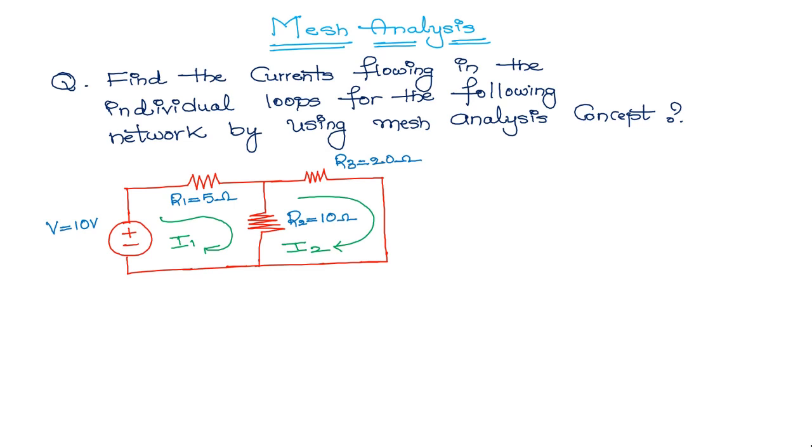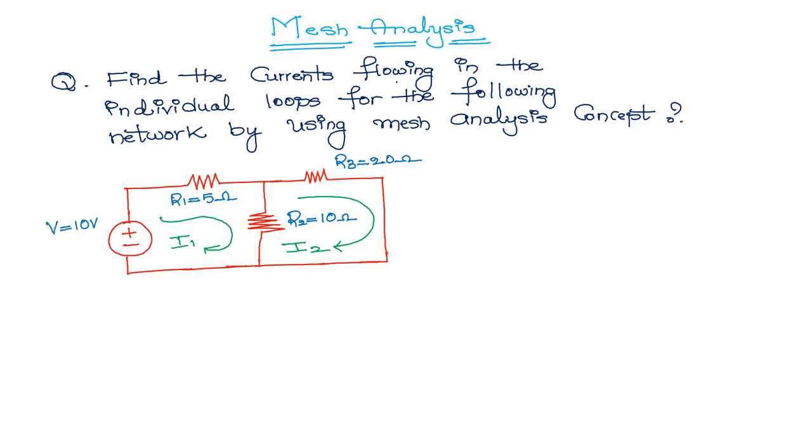Whatever network is visible here, just observe this particular network. We have one voltage source, and the resistances R1, R2, R3 are connected in the network. The question is: find the currents flowing in the individual loops for the following network by using the mesh analysis concept.